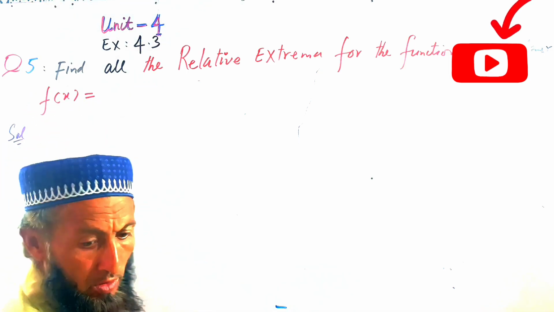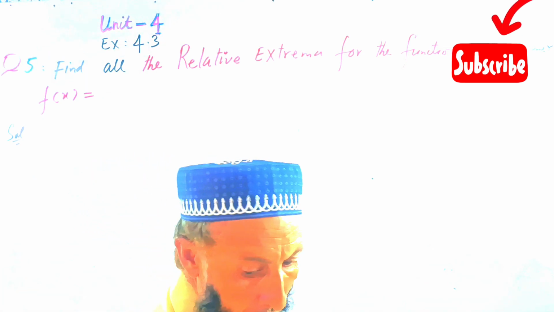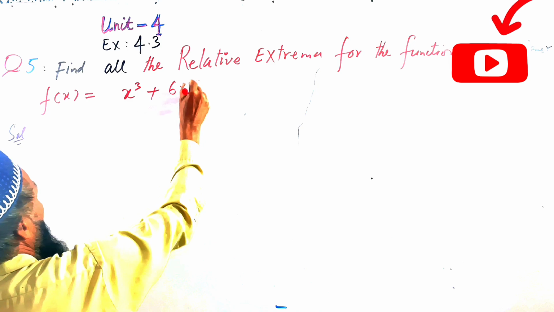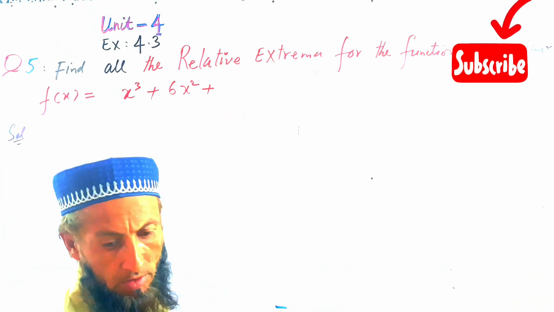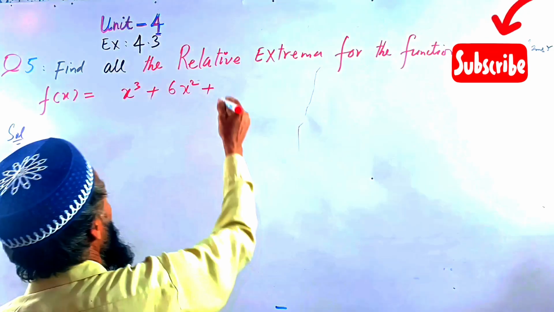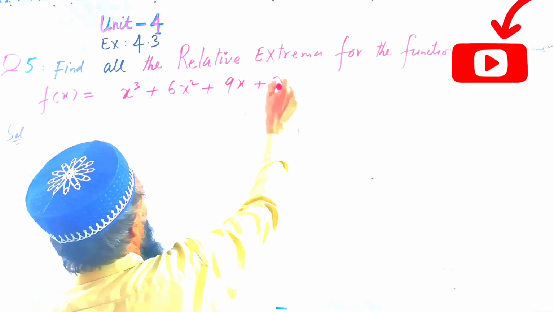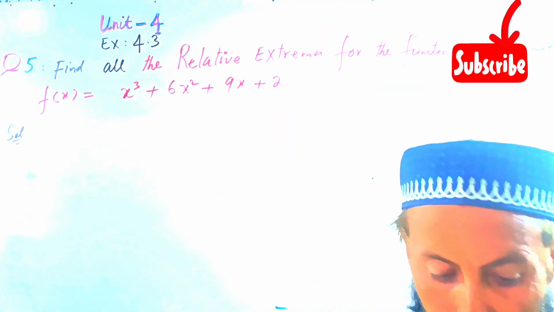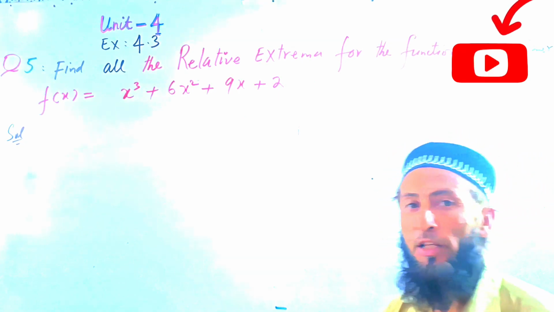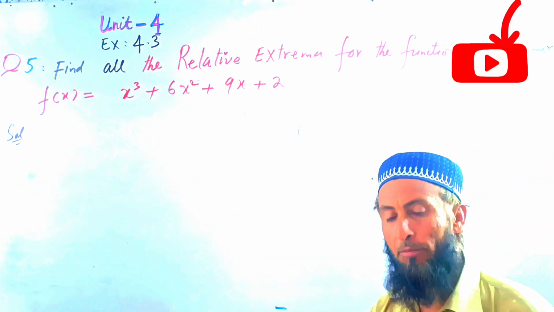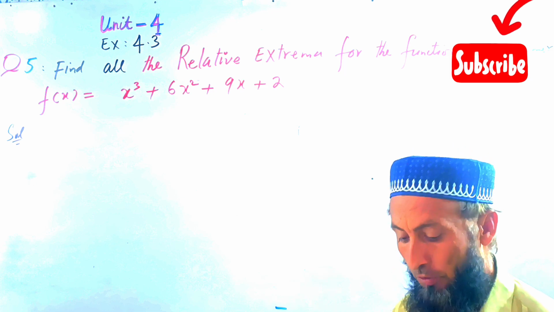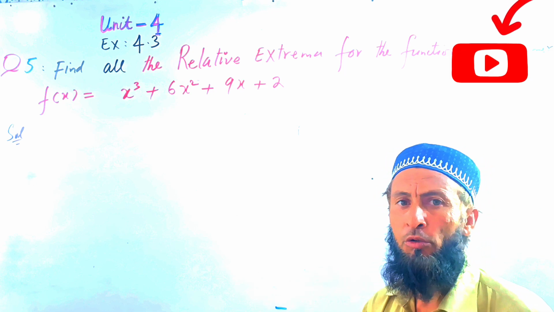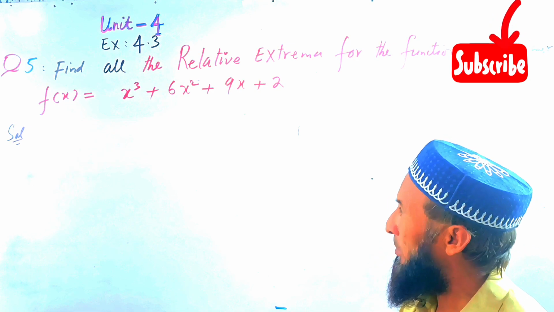f(x) = x³ + 6x² + 9x + 2. We are finding the relative maximum and relative minimum of the function. First of all, we find the critical points. For the critical points, we put the first derivative equal to 0, and we proceed to the second derivative to check for relative maximum or minimum.